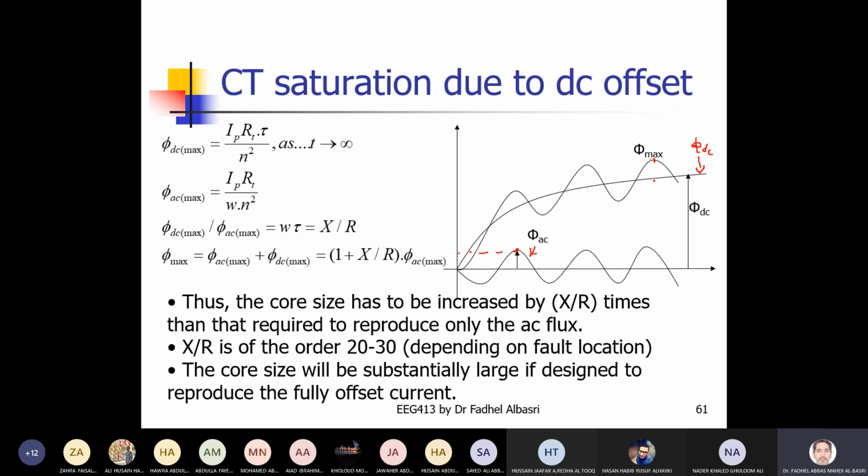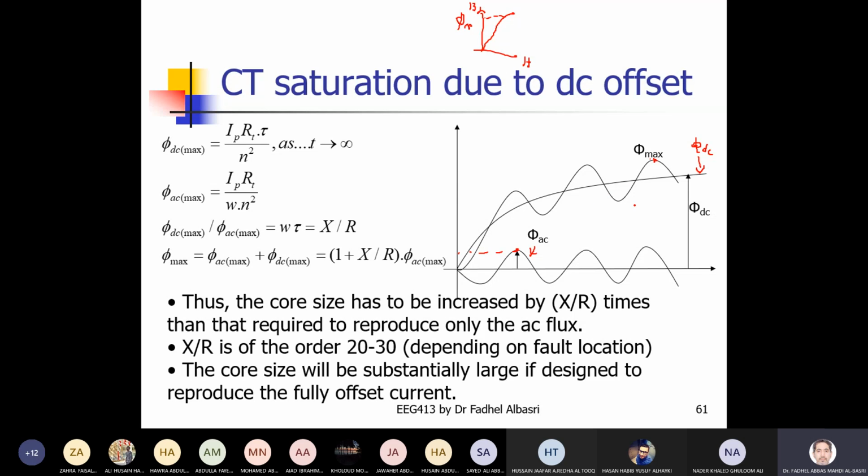Now, how do we choose the CT such that it won't saturate? I have to choose my knee point, the knee point of the BH curve. This knee point should correspond to phi maximum, which has DC and AC. Okay, this is phi maximum, or if this is the BH characteristic, the knee point has to correspond to here, not to the maximum of the AC components only.